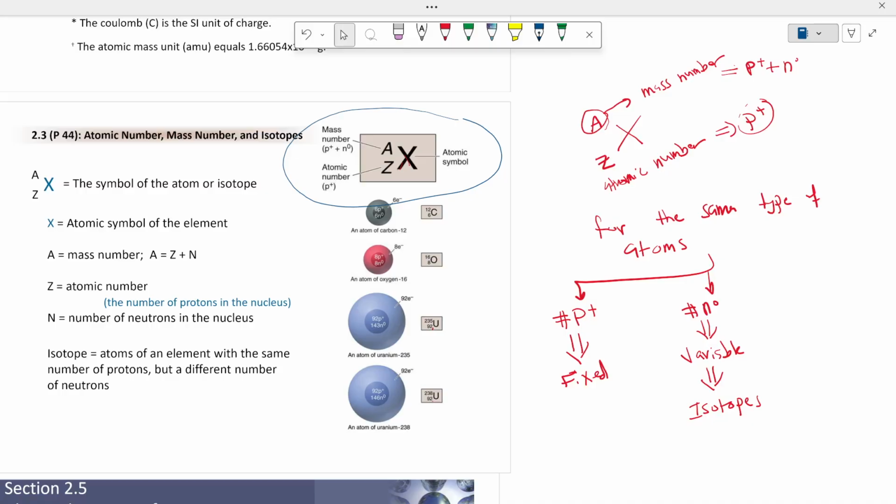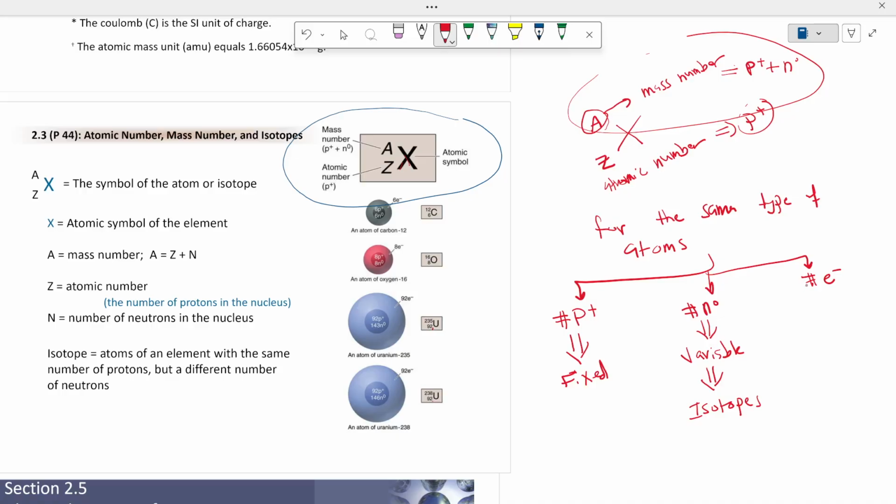Now, when you change number of neutrons, then definitely the mass number will be changed. So we can define isotopes as atoms of the same type, but with different mass number or different number of neutrons. The third number is the number of electrons.